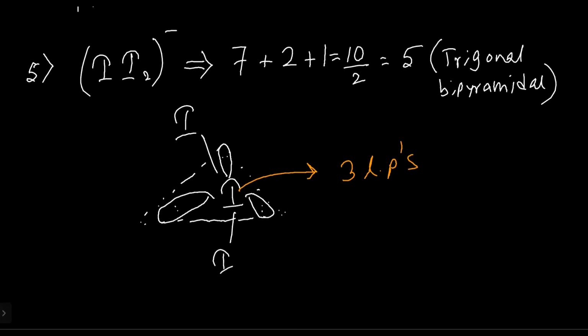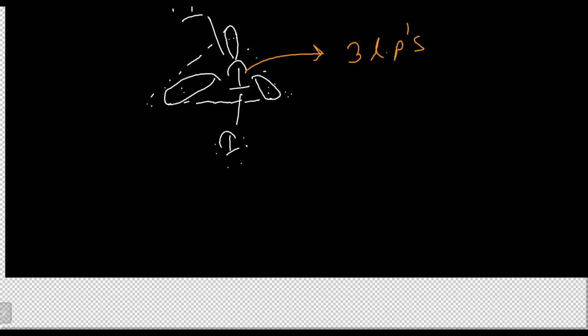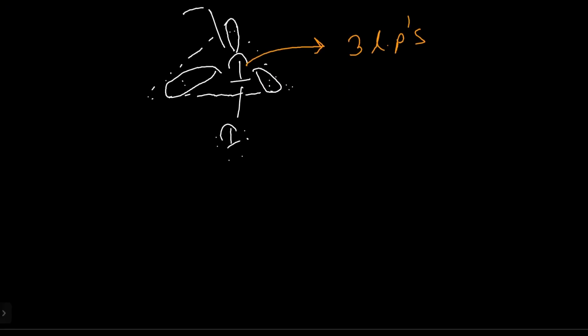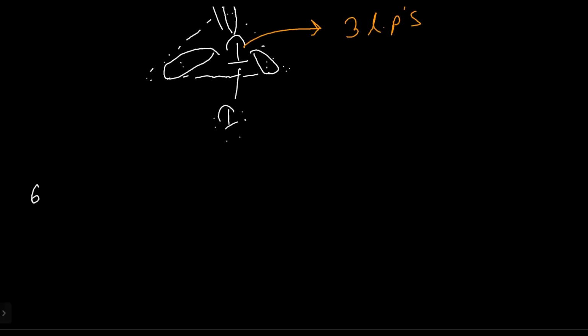But if the question was like this, how many lone pairs are there in I3 minus, then it would have been 9, because these 2 iodine atoms also have lone pairs. You have to keep this in mind. So altogether there are 9 lone pairs in I3 minus. But as the question has asked only for the central atom lone pairs, the answer would be 3. Okay, 3 lone pairs are present. I hope you have made it clear.